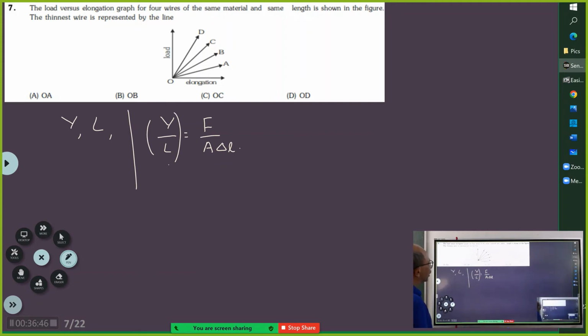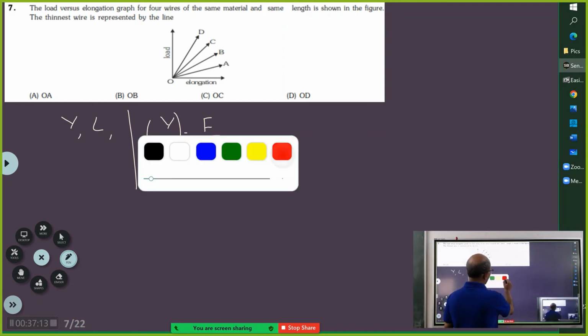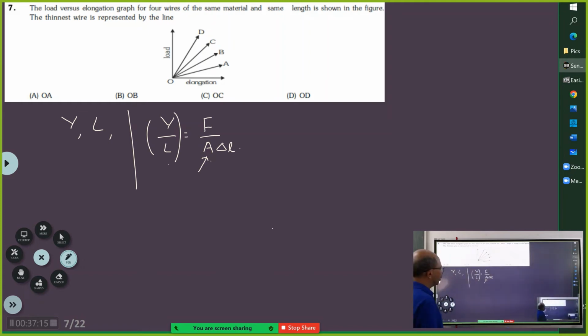So the graph that you have got is now what? F by delta L. The load versus elongation for 4 wires of same length is shown; find the thinnest of them. So now you have to attack this. Yes. So how will you attack this problem? Sir, we can manipulate that as A is directly proportional to delta.